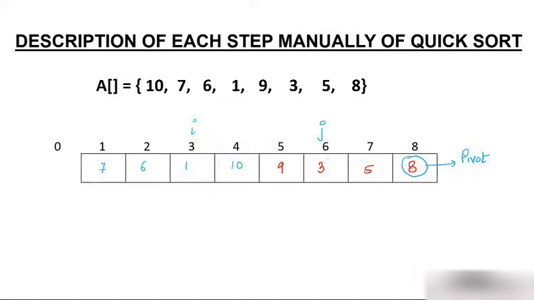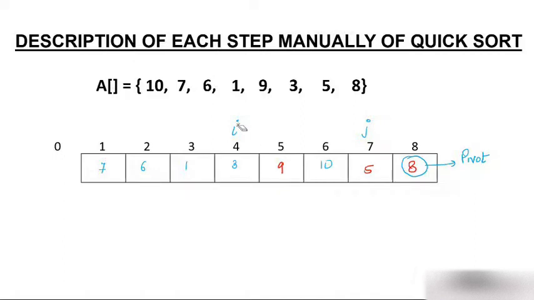Okay, I'll again compare this element with pivot. Is this element less? Yes. So I'll increment I, and I'll swap AI and AJ. So what will happen? 3 will come over here and 10 will come over here. Fine. What I'll do, I'll again increment J. I'll again compare it with pivot. Is this element less? Yes, less than pivot.